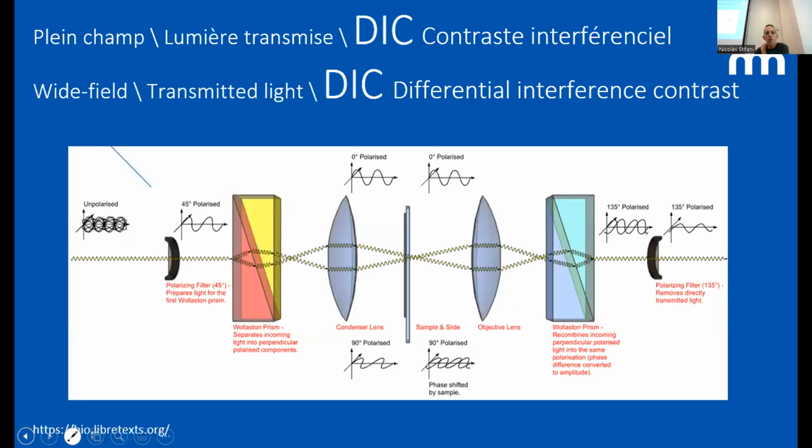The last one is a bit more complex. It's called differential interference contrast microscopy. It has more parts, and I want to go into a bit of detail just to explain how it works.